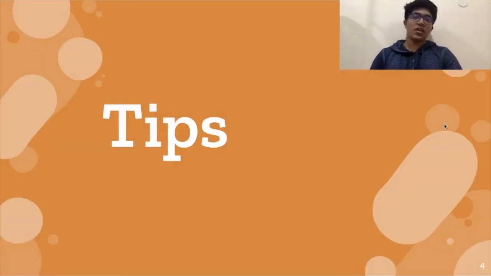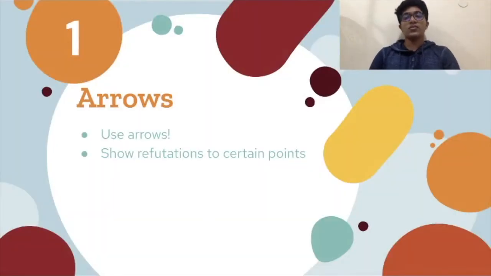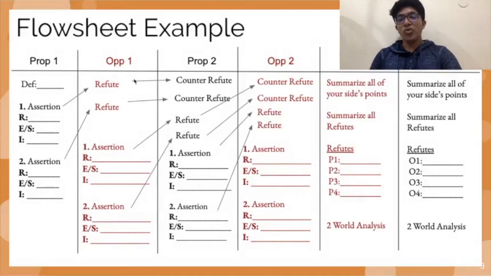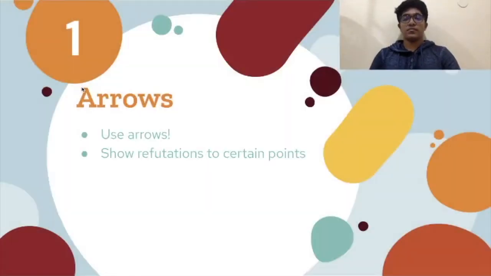So here are some tips on how to make your flow good and how to keep it all neat, organized, and tidy. First of all, use arrows. Use arrows to show refutations of certain points. Make sure you indicate these arrows and make sure you have the refutations there. You can section them off and draw lines between refutations if you need to. Just make sure to have big, bold arrows with big arrowheads to keep track of where you are.